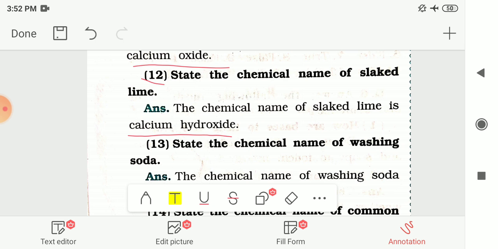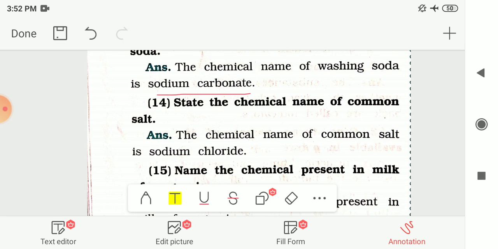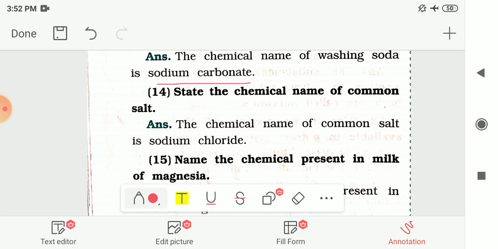The next one is 13th number. State the chemical name of washing soda. The chemical name of this washing soda is sodium carbonate. Next is state the chemical name of common salt. The chemical name of common salt is sodium chloride. These chemical names you have to remember. The chemical name of salt is sodium chloride.